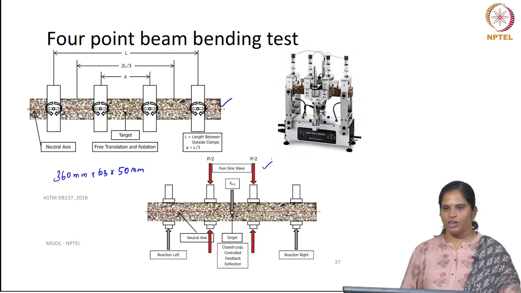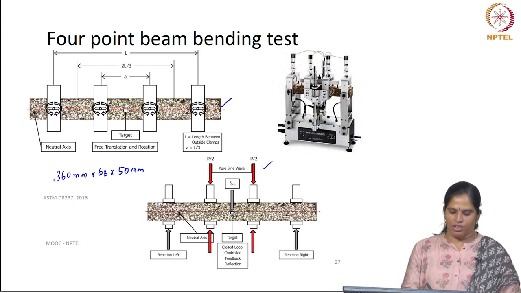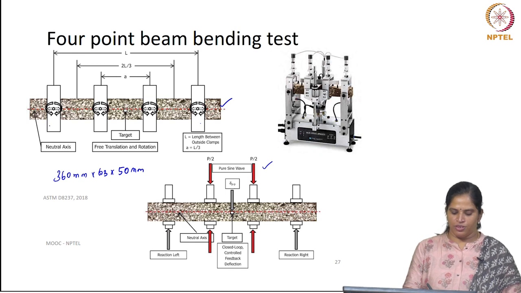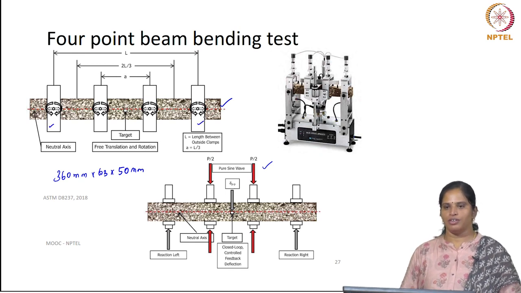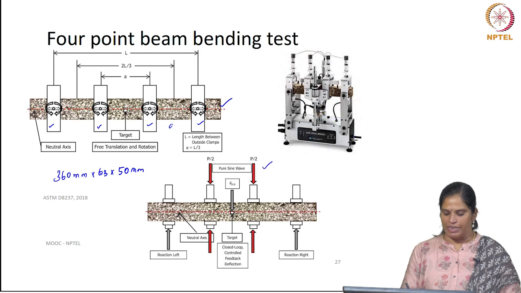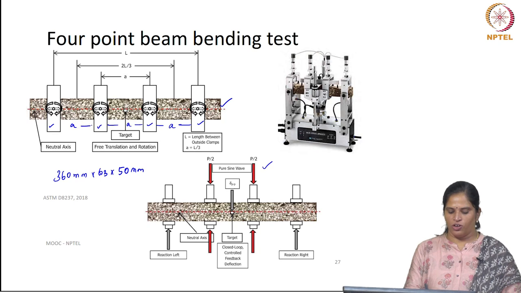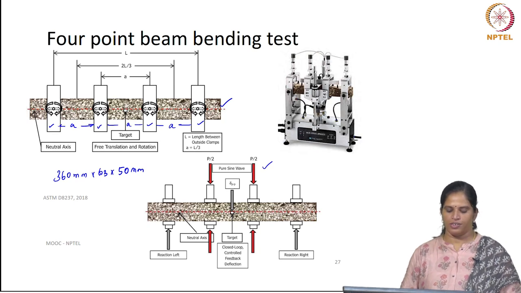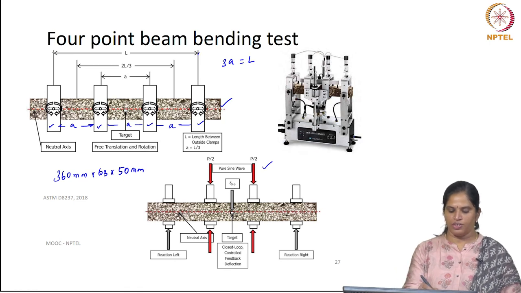beam bending test. So it's a beam bending test which is supported at 4 points. One at each of the two extremes, two supports at the two extremes, and two other supports in the middle, and the distance between the supports is equally spaced. If you call the distance between two supports A, so equally spaced, then 3 times A will be equal to the distance L between the two end supports.